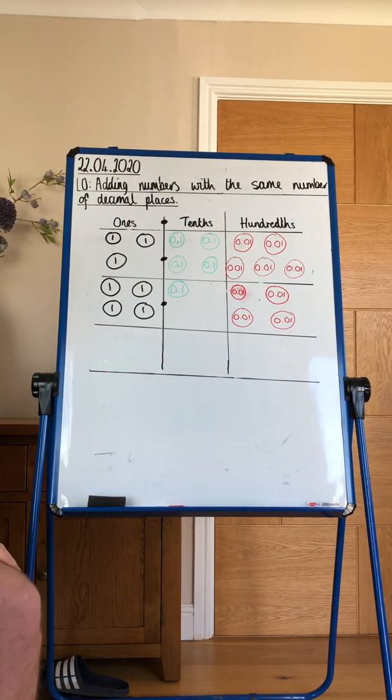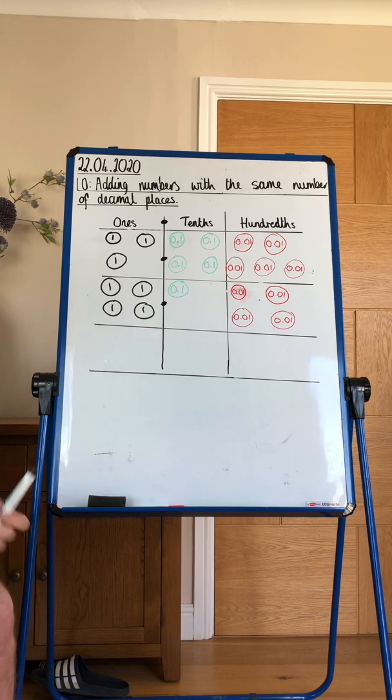Today we are going to be adding numbers with the same number of decimal places. Now yesterday we looked at adding decimals when crossing the whole, okay? So first of all, what we're going to do is use a place value chart to help us add numbers with the same amount of decimal places.